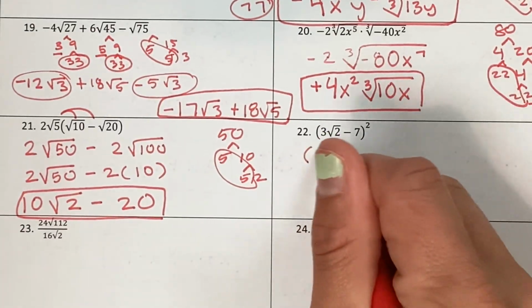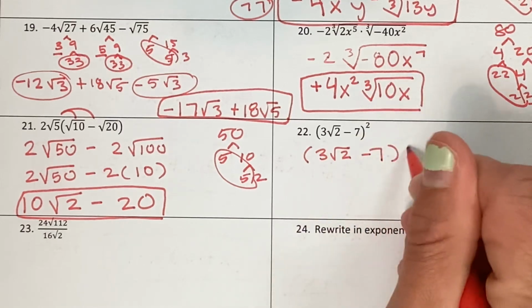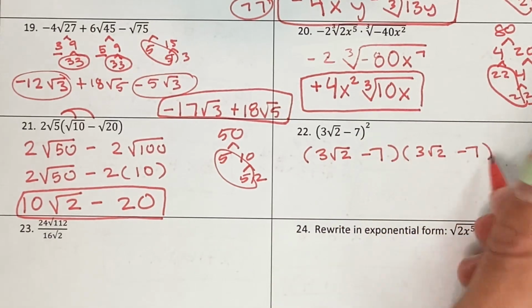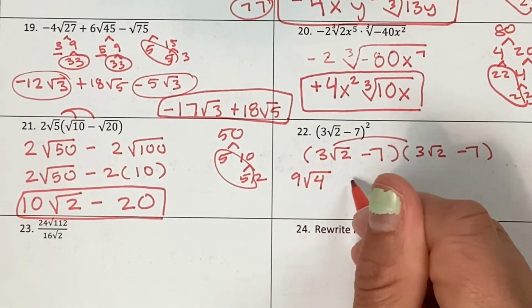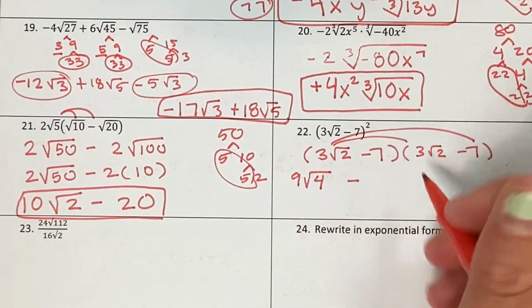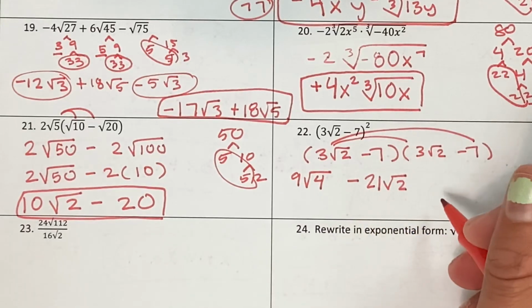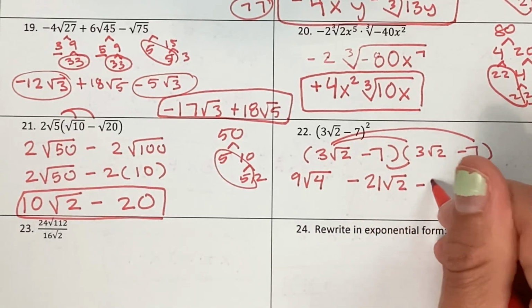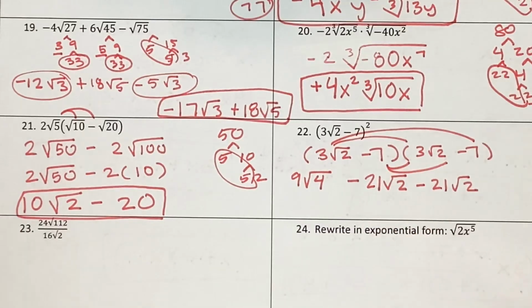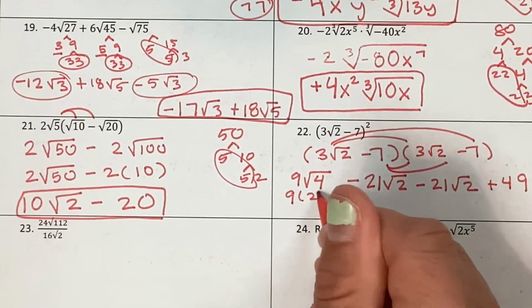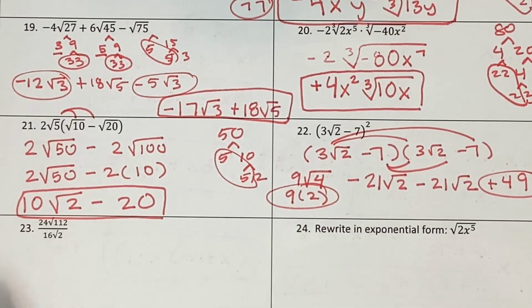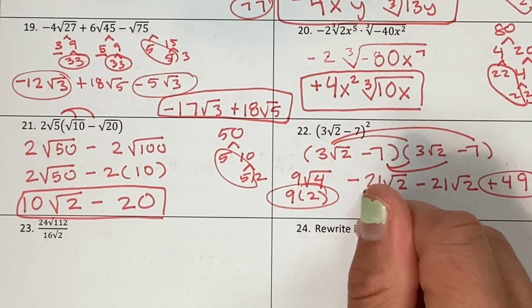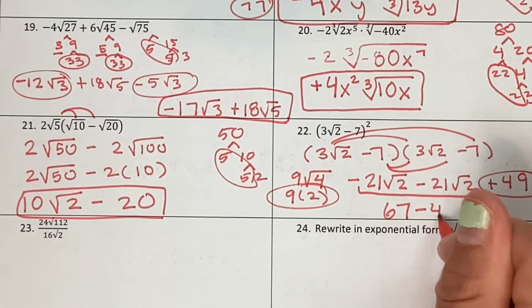All right, this one here is a binomial squared. So 3 times 3 is 9, square root of 4, minus 3 times negative 7 is negative 21, and the square root of 2 is going to stay with it. Because it's a binomial, that middle term is going to happen twice, and then negative 7 times negative 7 is 49. Now this is just 9 times 2, which is going to be 18. So 18 plus 49 is going to be 67, and then I can combine these guys and get negative 42 square root of 2.